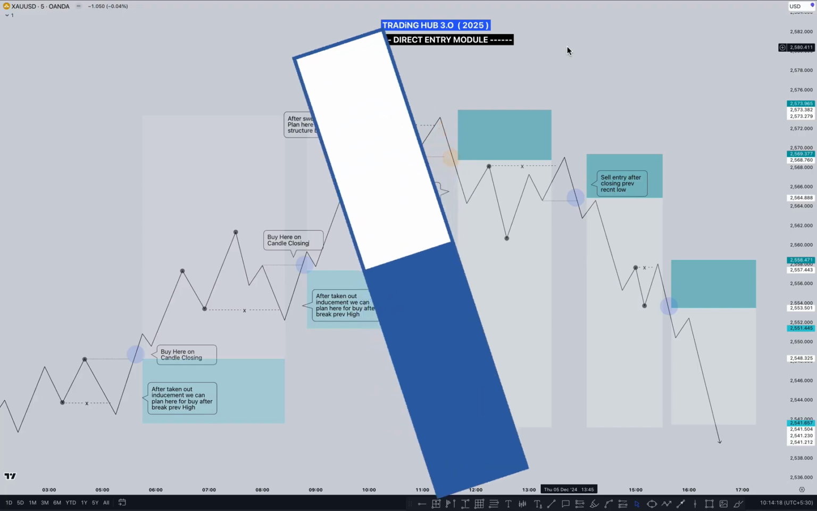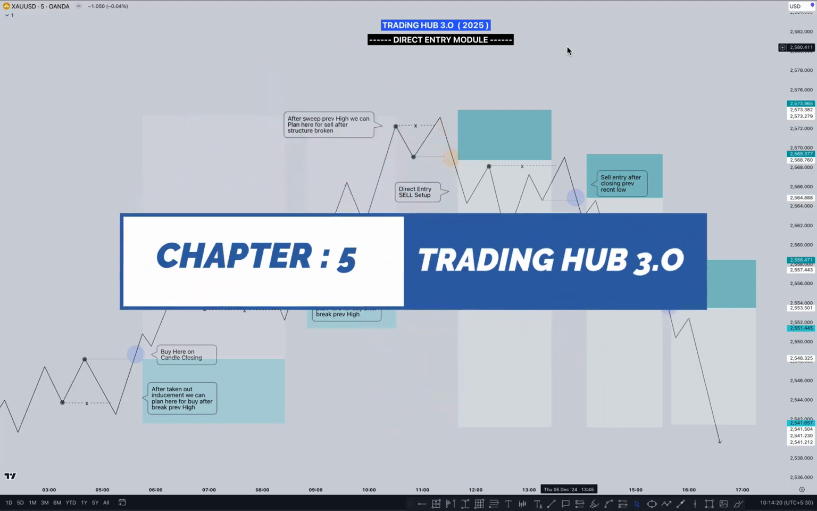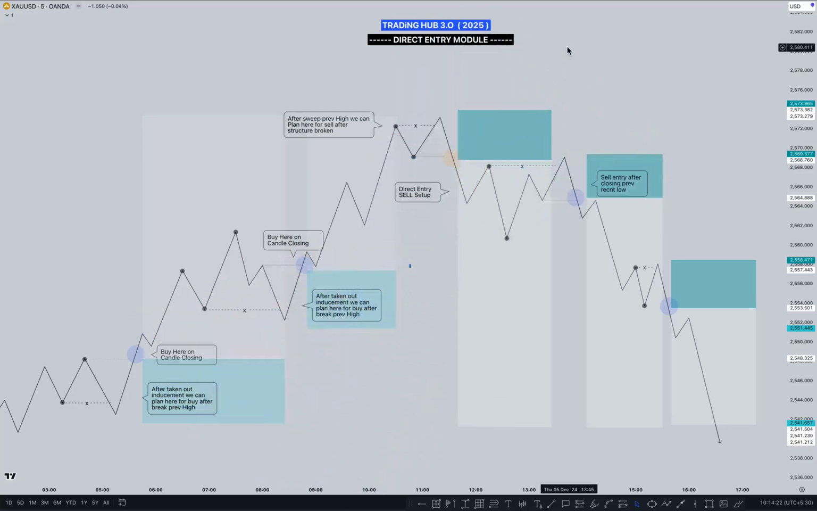In this chapter, we are going to learn about the direct entry module, how it works, and what kind of criteria you should follow before taking any trade. You can take trades on any time frame, like 1 minute, 5 minute, 15 minute, 1 hour, any time frame you can use. And you can use any currency pair, stock, forex, or market, anywhere.